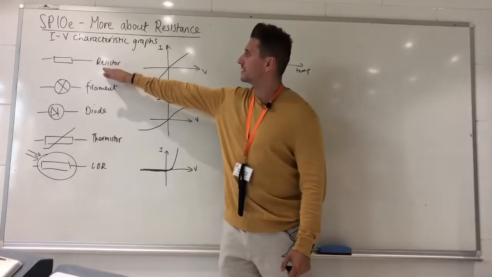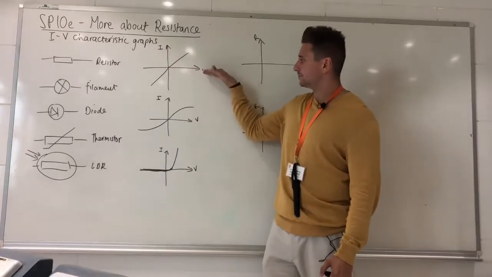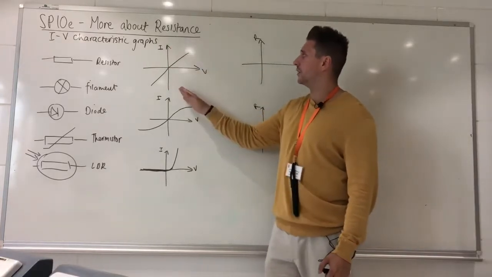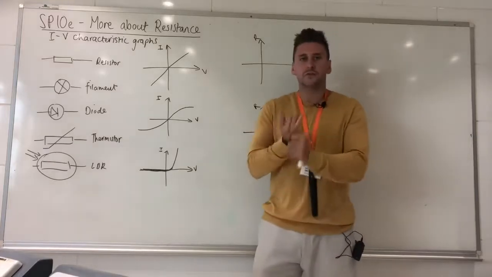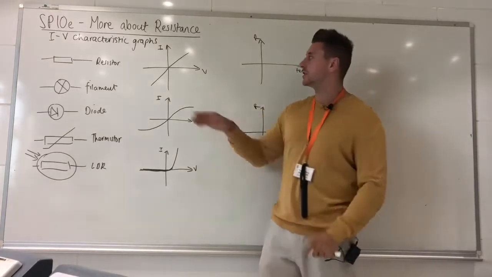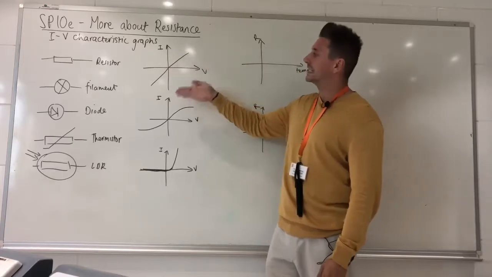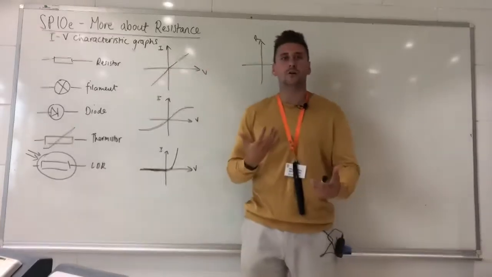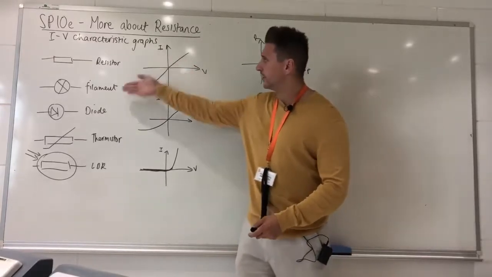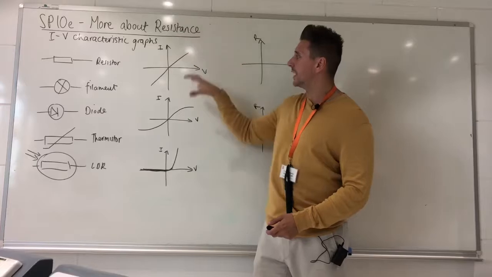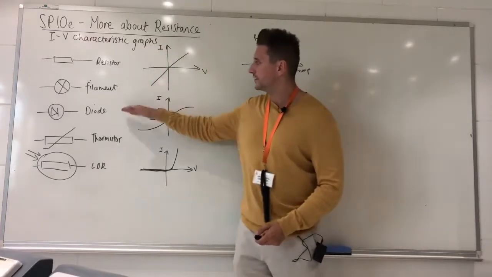So for the fixed resistor, if I draw a graph of voltage on the X, current on the Y, and I pass current and change the voltage through the fixed resistor, and I measure the current and voltage for different voltages, then it should look like this: a straight line directly proportional, according to Ohm's law, V equals IR. Now, moving on to different components, what we need to know now is, what do the IV characteristic graphs look like for these different components?